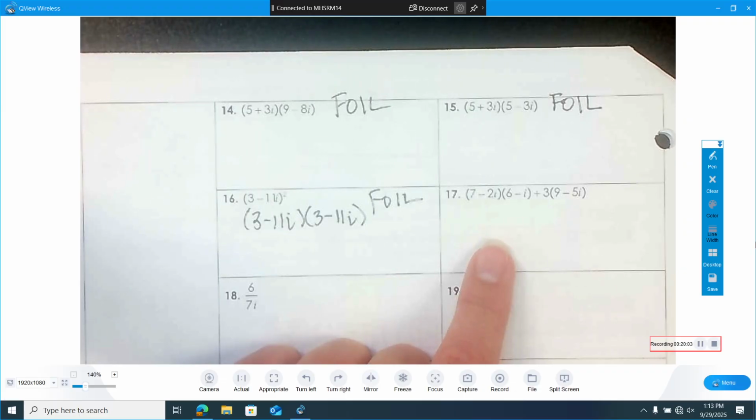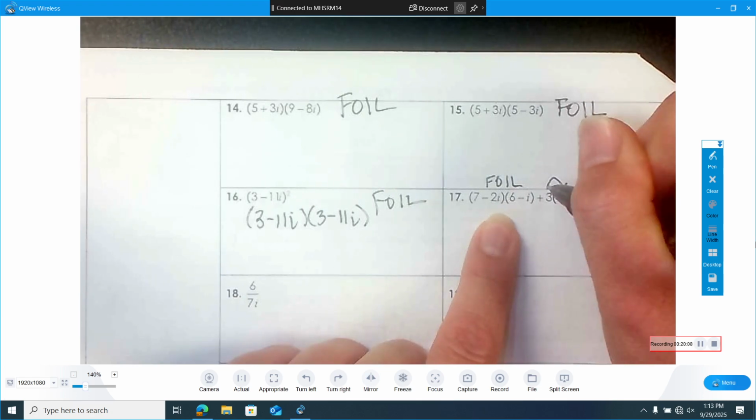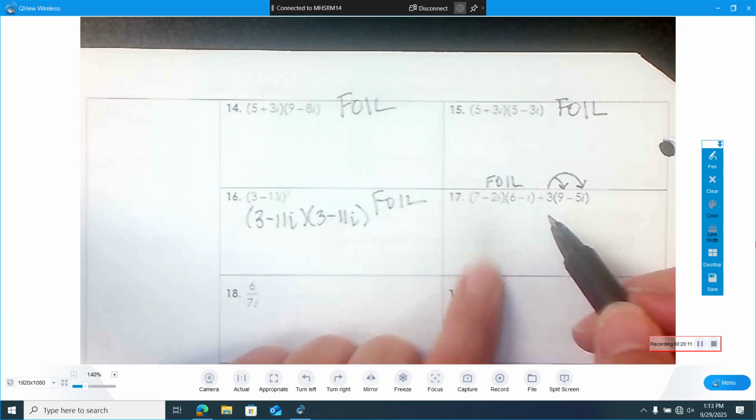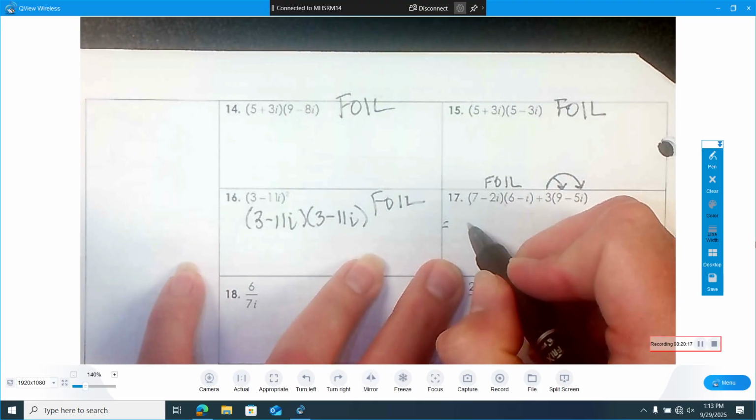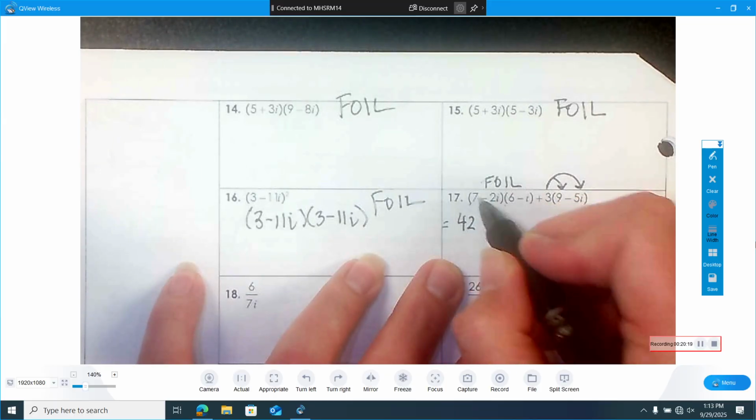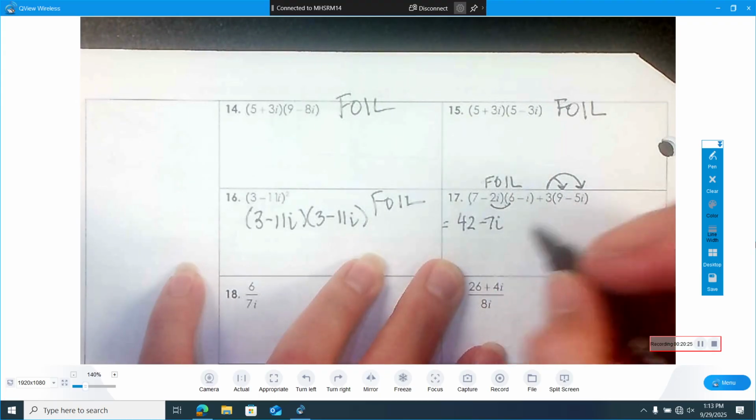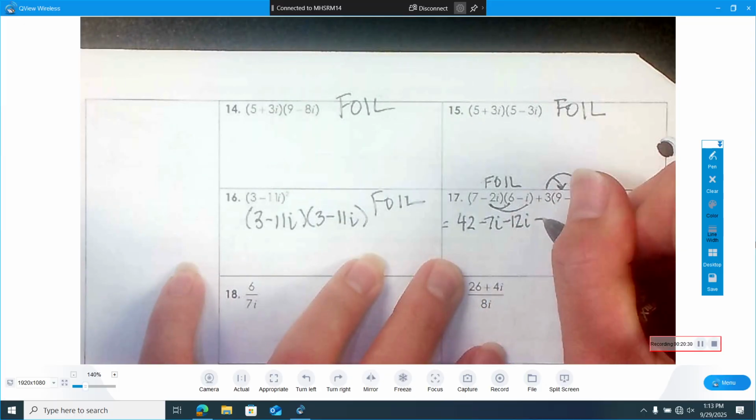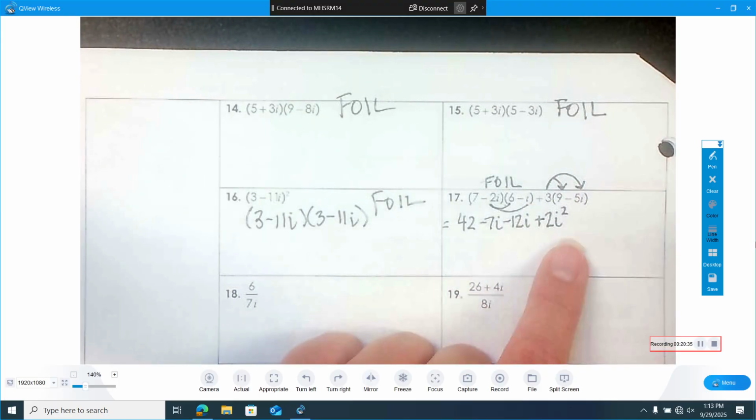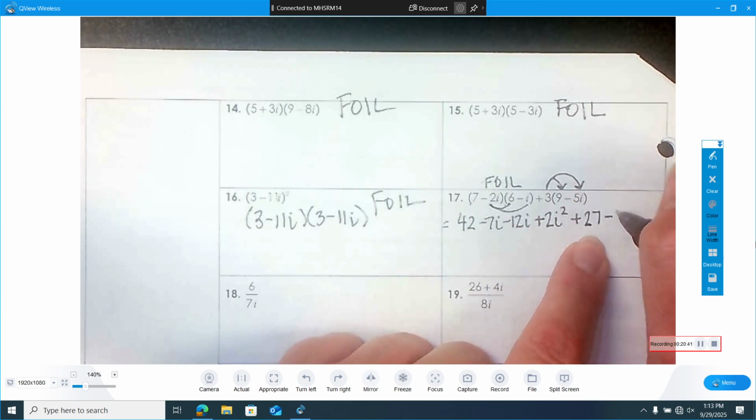All right, what do we have to do first on 17? FOIL. We've got two bubbles we need to multiply together. We also are going to distribute the 3. First times first gives me 42. The outside gives me negative 7i. The inside gives me negative 12i. And last times last is positive 2i squared. Very good. And when I distribute the 3, I'm going to get positive 27 minus 15i.